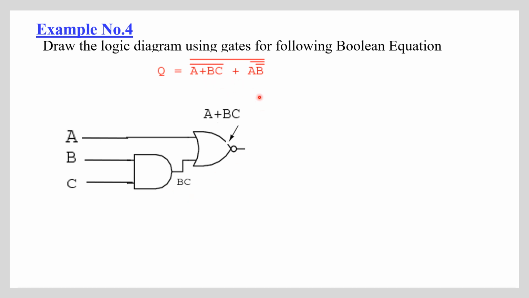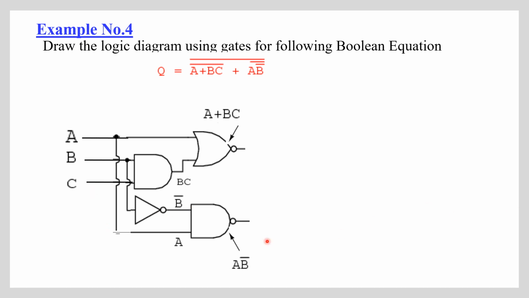Now we will get A, B bar. Okay, A, B bar. So we have to use a NOT gate. We are using a NOT gate. So what comes for B? B bar. So here B through the NOT gate gives B bar. So we got B bar in and directly A. So A, B bar, A. So this is an AND gate. So we got A B bar up to here.